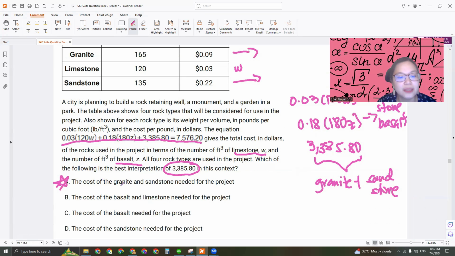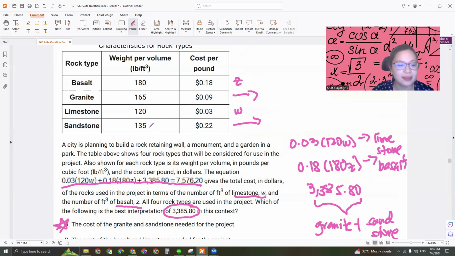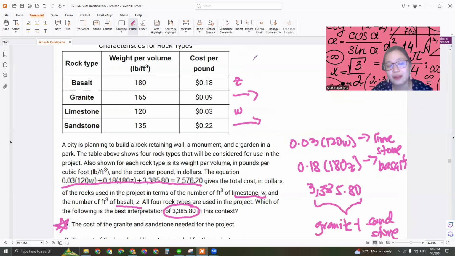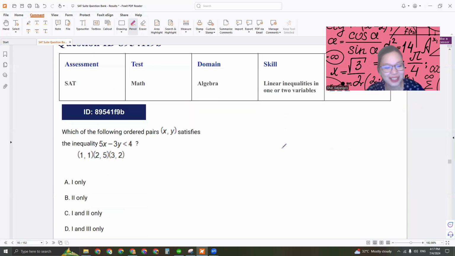The cost of basalt and limestone, well, limestone has already been specified for this problem, and then the rest we can just rule out. The cost of basalt needed for the project and the sandstone, D can be eliminated because we know that all 4 rock types have been used for this project. Everything making sense? Alright, let's continue with question number 92.